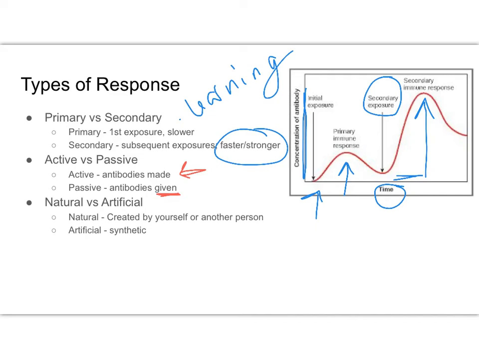And then our last set here is natural versus artificial immunity. And so natural immunity was created by a person.